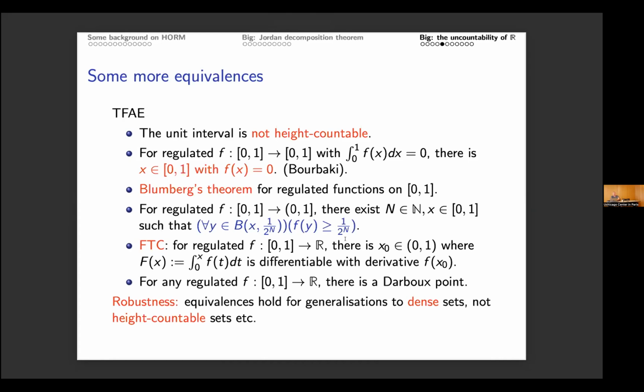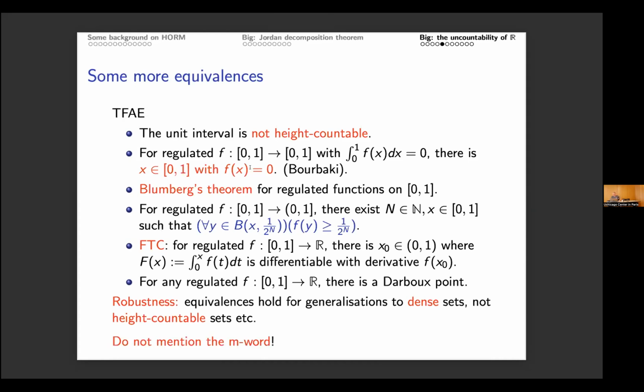And here we have it's all robust. Here we have one point where it is 0. There's actually a dense set, or the set where f is 0 is not height countable. All these modifications are possible. It's extremely robust. And now comes my joke.